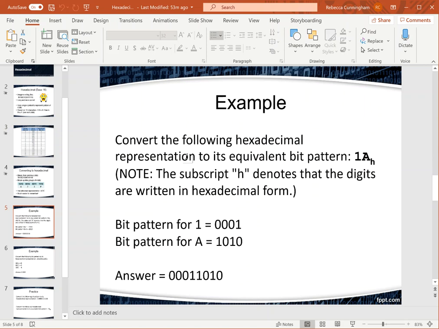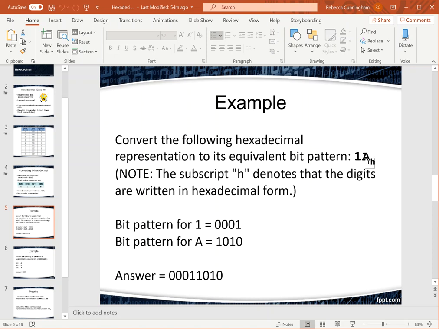All right, so let's do an example just so you can see the wording. Convert the following hexadecimal representation to its equivalent bit pattern. So that's how you'll see it worded, and then you'll have one or more hexadecimal characters that you have to convert into bit patterns. So what you're converting here is 1A, and notice there's a little subscript H here. You might see this in some textbooks, or if you Google it, that just represents hexadecimal notation.